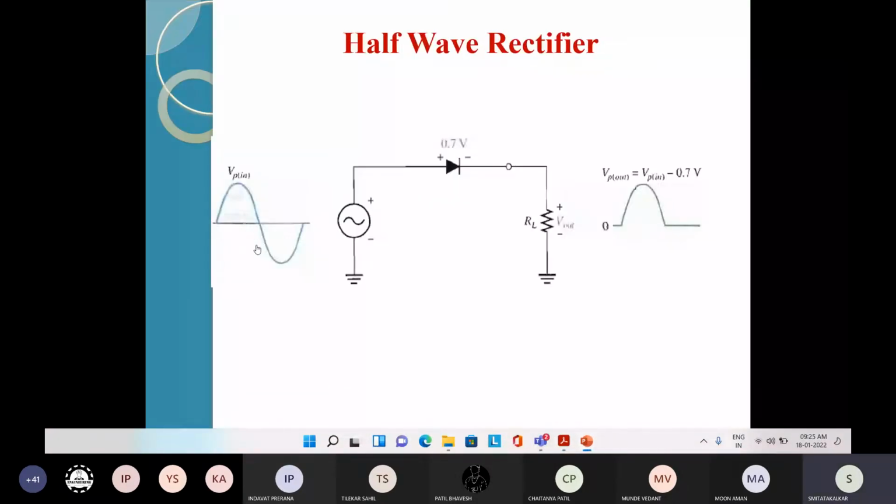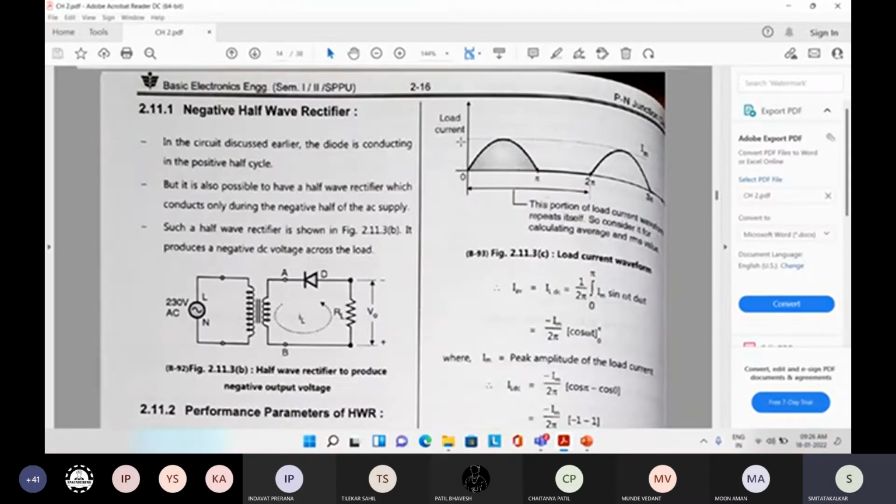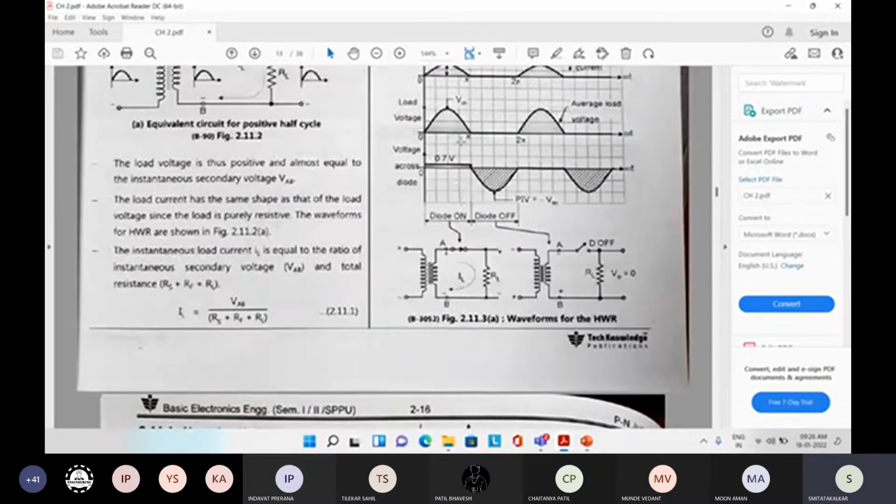This is a half wave rectifier. For the input from a function generator, you can use a sine wave. There are three waves: one is the sine wave, another is the square wave, and the third is the triangular wave. The input is connected to the 230 volt 50 hertz sinusoidal wave.